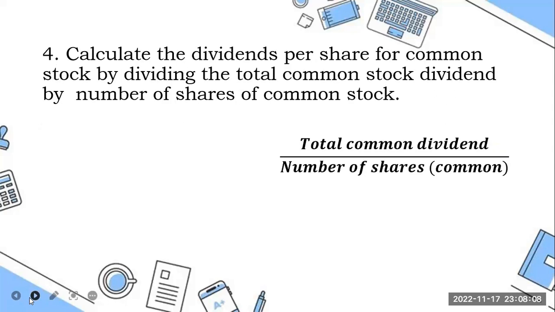And step 4, calculate the dividends per share for common stock by dividing the total common stock dividend by the number of shares of common stock. Ito yung formula kanina, yung DPS or dividend per share for the common stock. So just divide total common dividend divided by the number of shares for common.